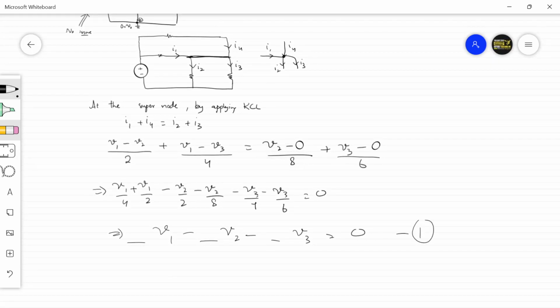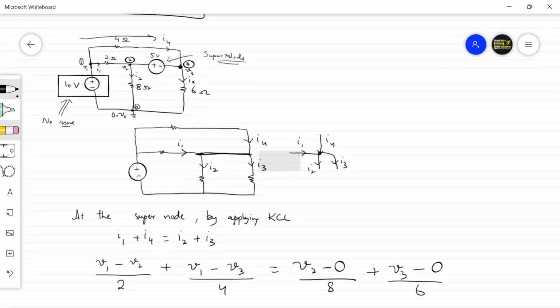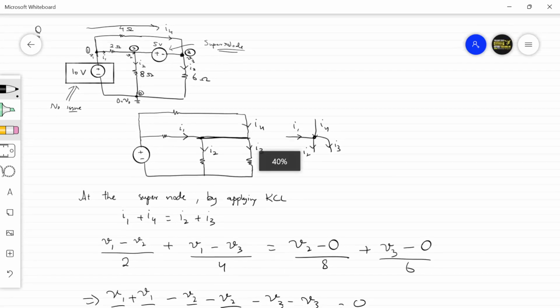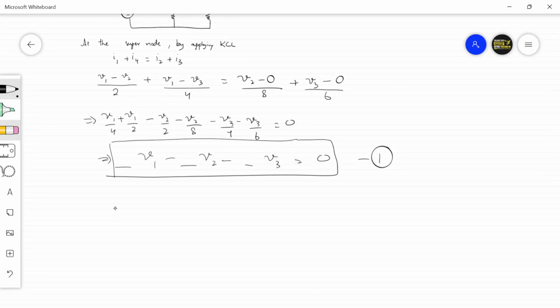We need to find three equations because we have three variables V1, V2 and V3. So we have applied the KCL at the super node, that is 2 and 3 combined. Now one, we can apply KCL at node 1 also.